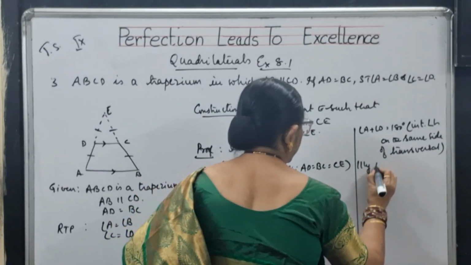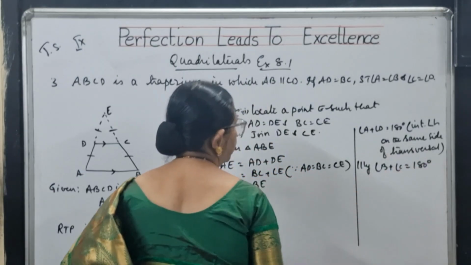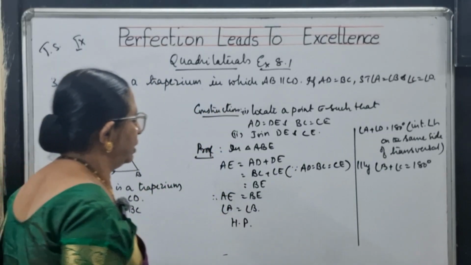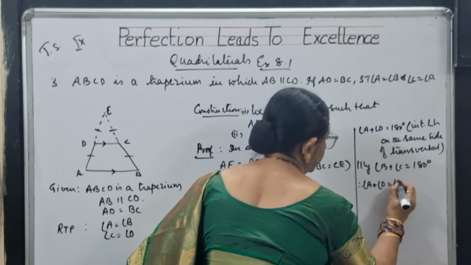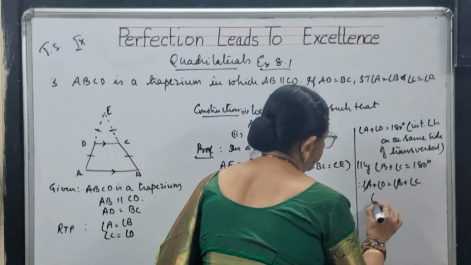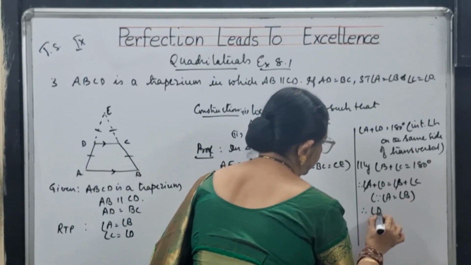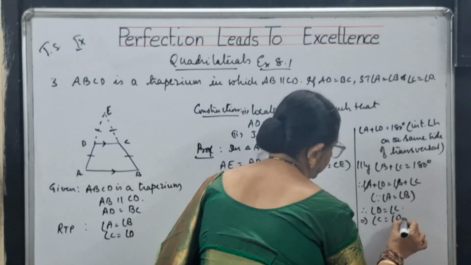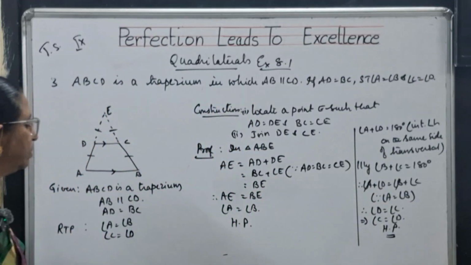Similarly, angle B plus angle C is also 180 degrees. This is the symbol for similarly, children. Similarly, you can say angle B plus angle C is 180 degrees. That means what? Angle A plus angle D is equal to angle B plus angle C. Now in this you can cancel A and B because angle A is equal to angle B. Therefore, angle D is equal to angle C. That implies angle C is equal to angle D. Hence, proved. So this is the way in which you have proved what is asked, children.